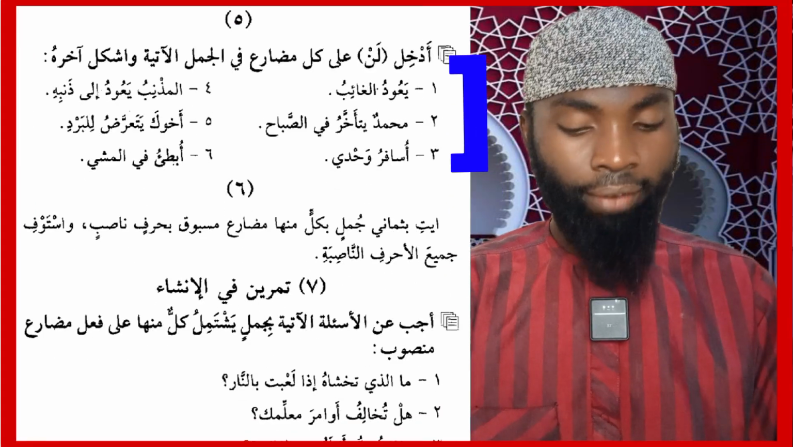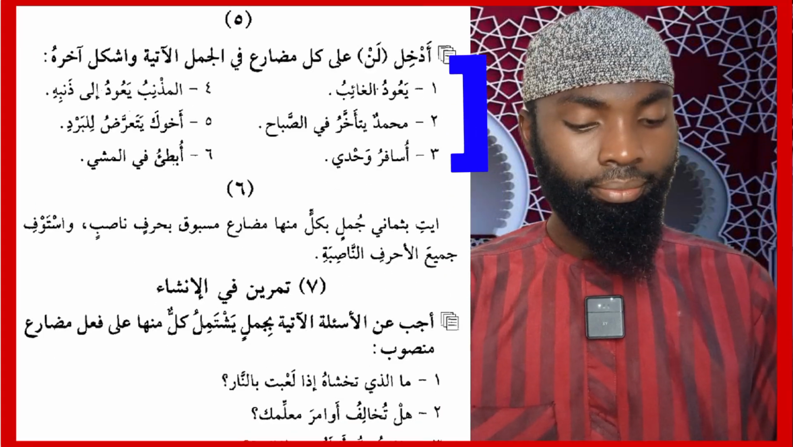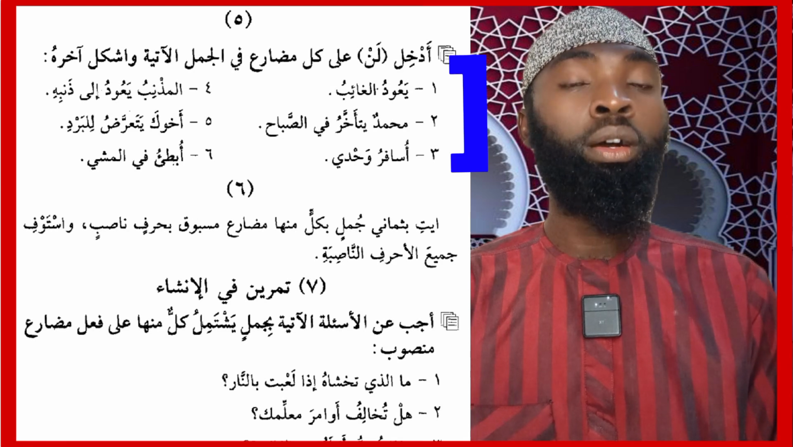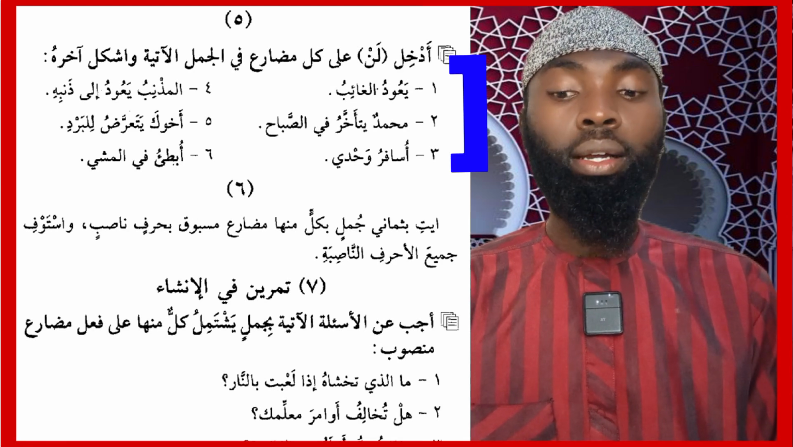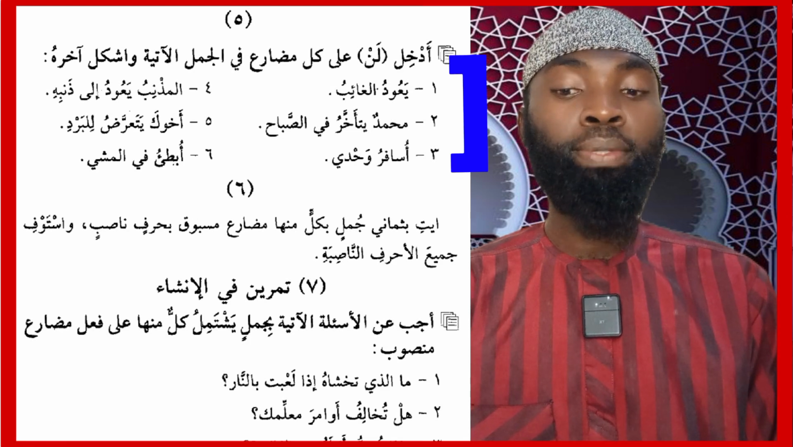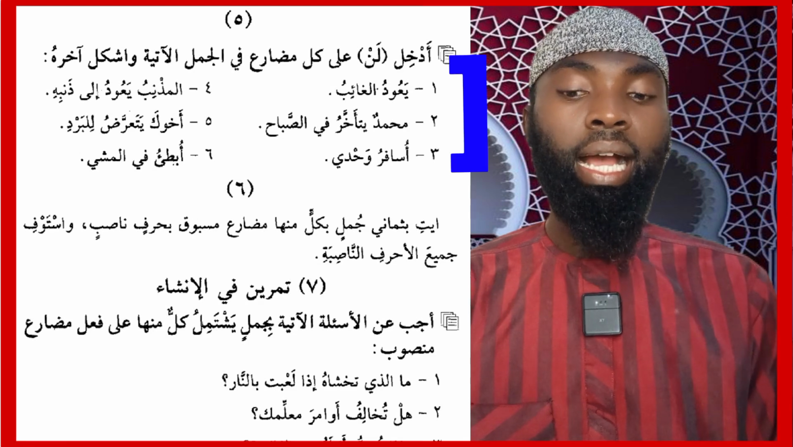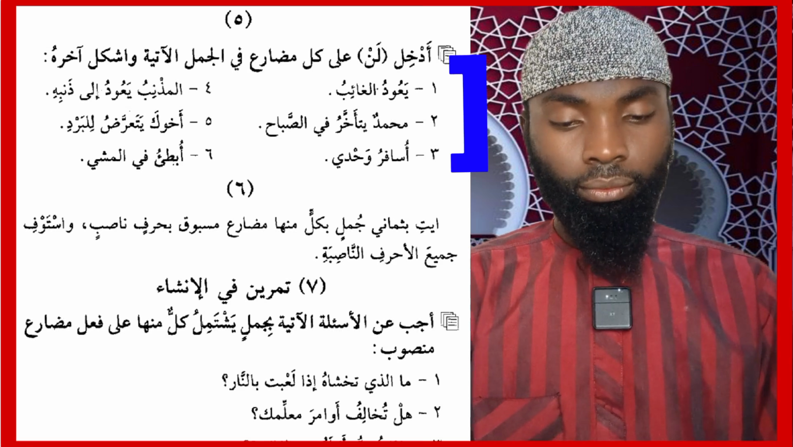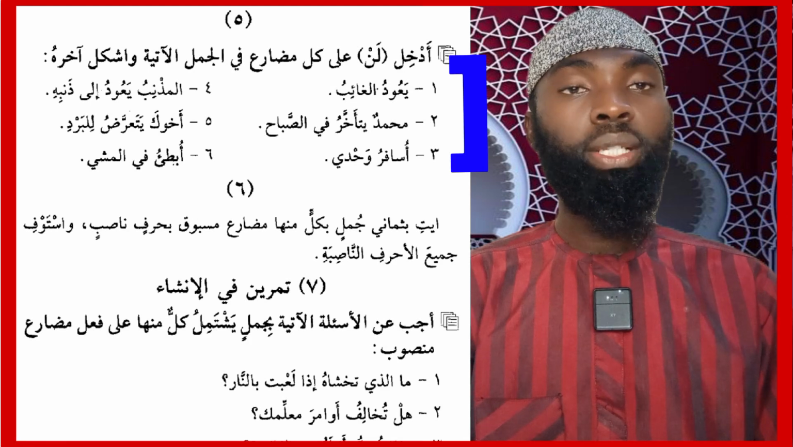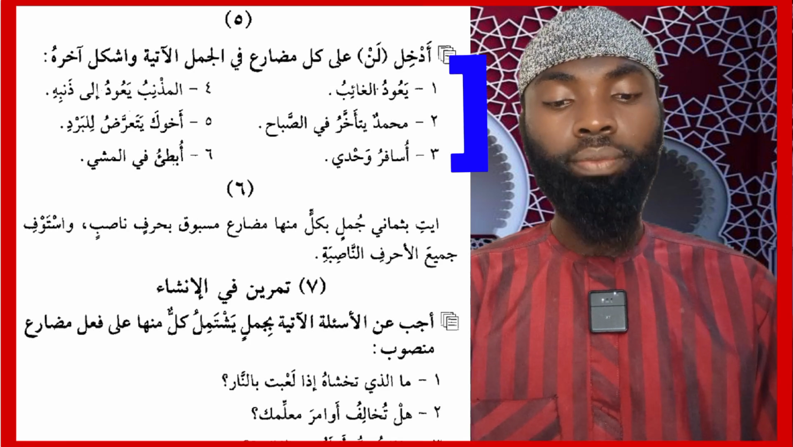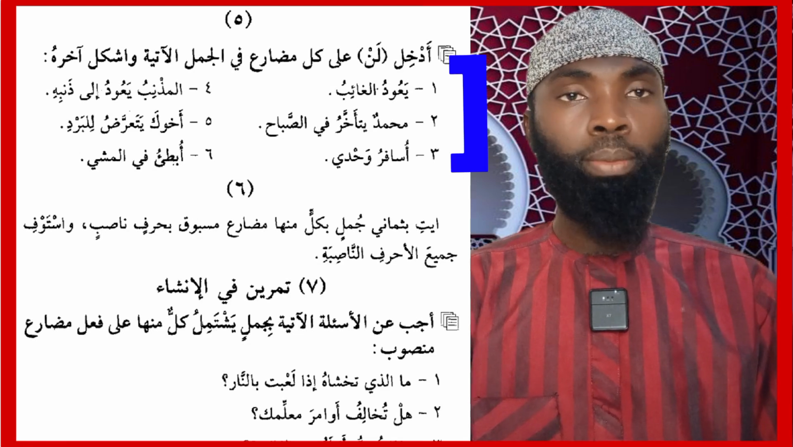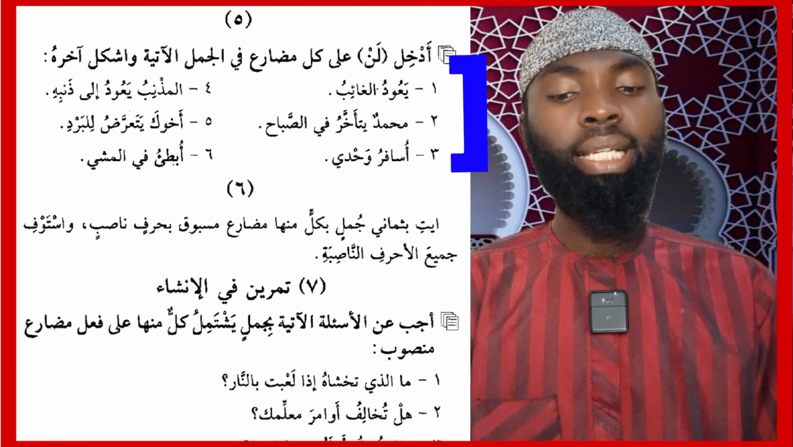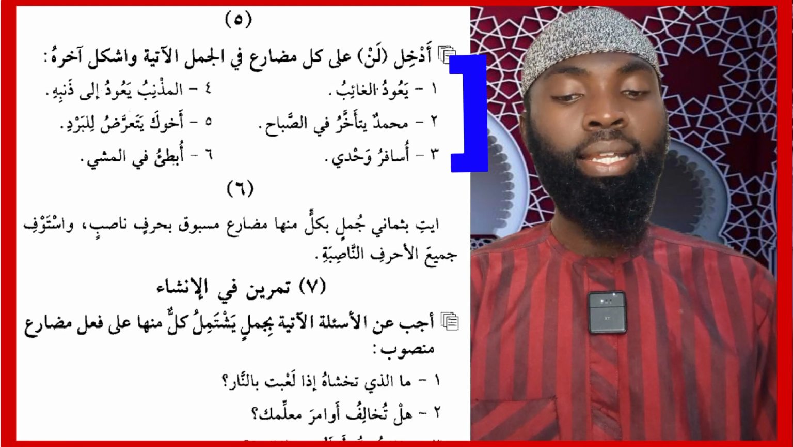Tamrin al-Khamis, exercise number 5. The instruction says adkhil lan ala kulli mudari'in fil jumal al-atiya wal akhirah. Introduce the particle lan to all of the present verbs that we see in the following sentences and record their endings. Number 1, we have ya'udu al-ghaibu. The absent is returning. We say lan ya'ud al-ghaib. The absent will never return. Next, Muhammadun yata'akhkharu fi sabah. Muhammad delays in the morning. We say lan yata'akhkhara Muhammadun fi sabah. Muhammad will never delay in the morning.